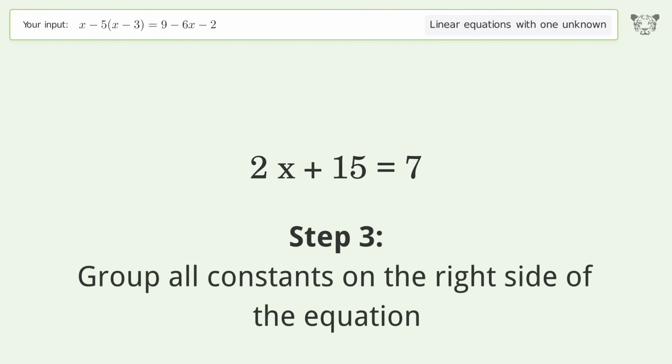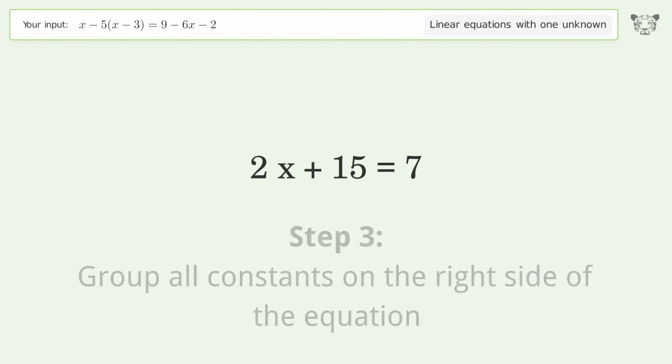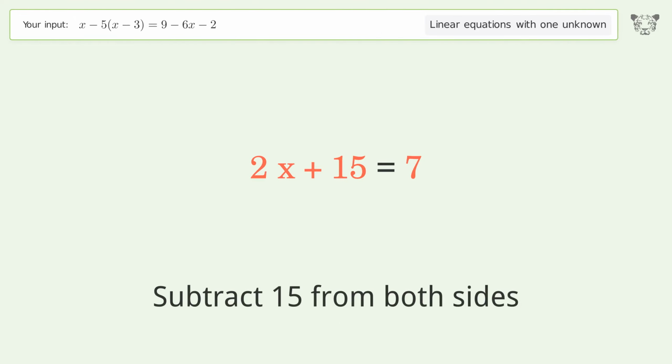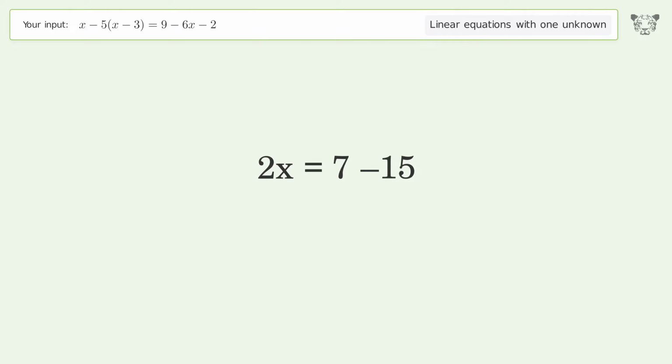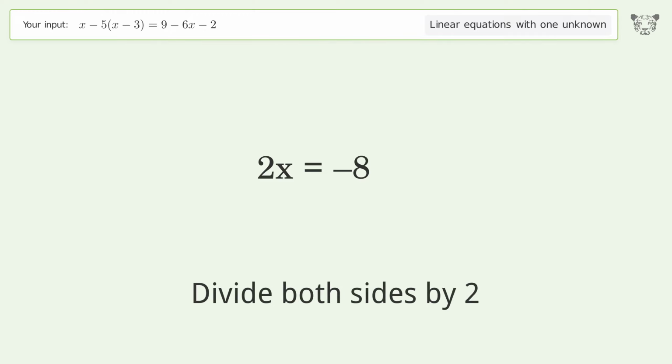Group all constants on the right side of the equation. Subtract 15 from both sides. Simplify the arithmetic. Isolate the x. Divide both sides by 2.